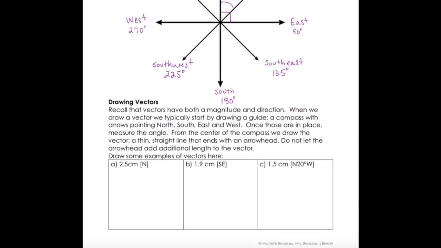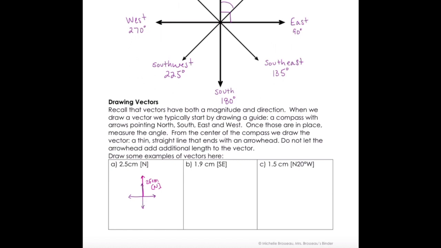Okay, so drawing vectors, like I said, we're not going to do this, but I'm just going to go through the basics of this. So we're going to start with our compass. So we have north, south, east, west. Okay, and then for our actual line, it's 2.5 centimeters north. So it would look like this. So 2.5 centimeters north.